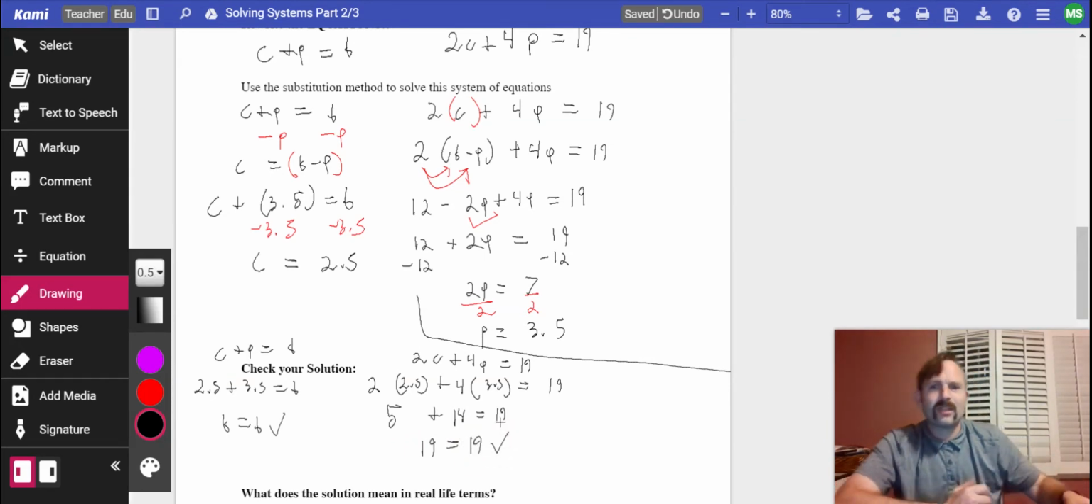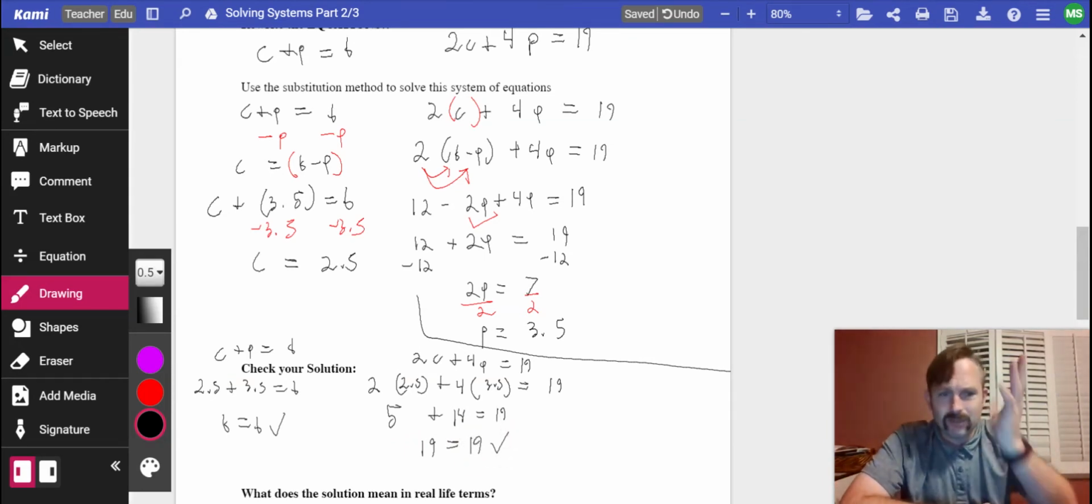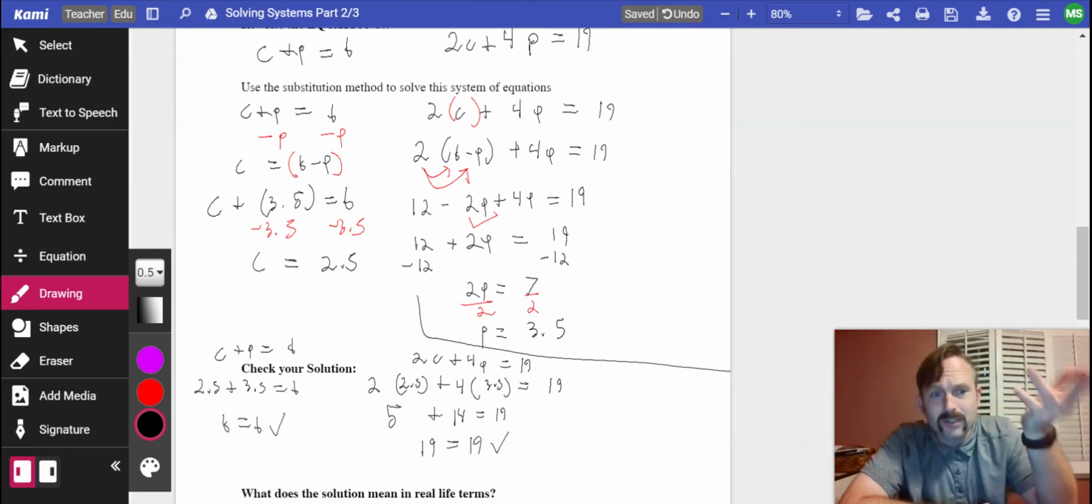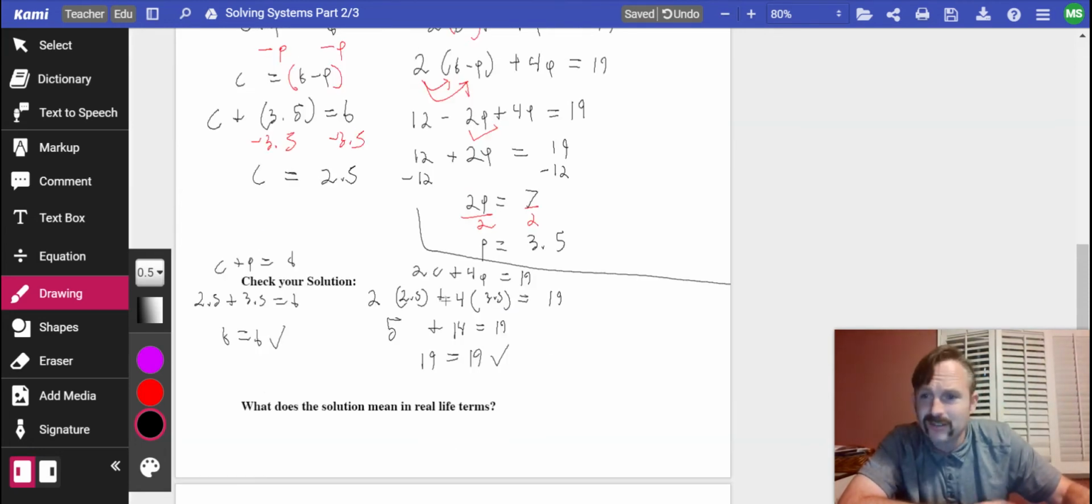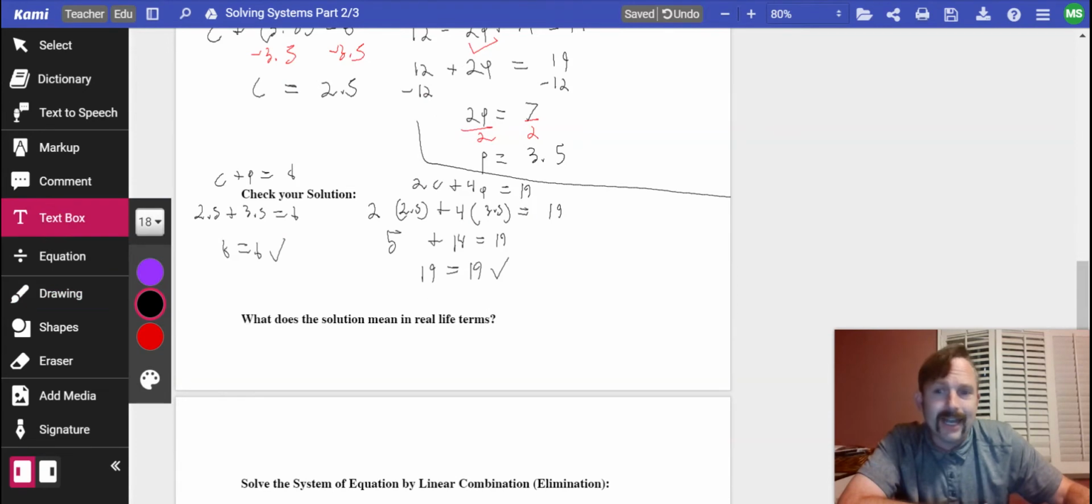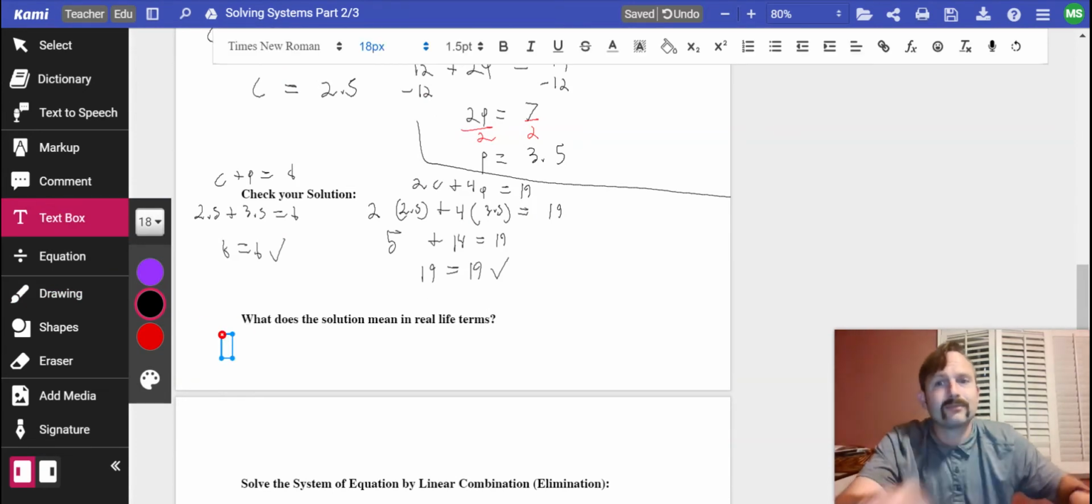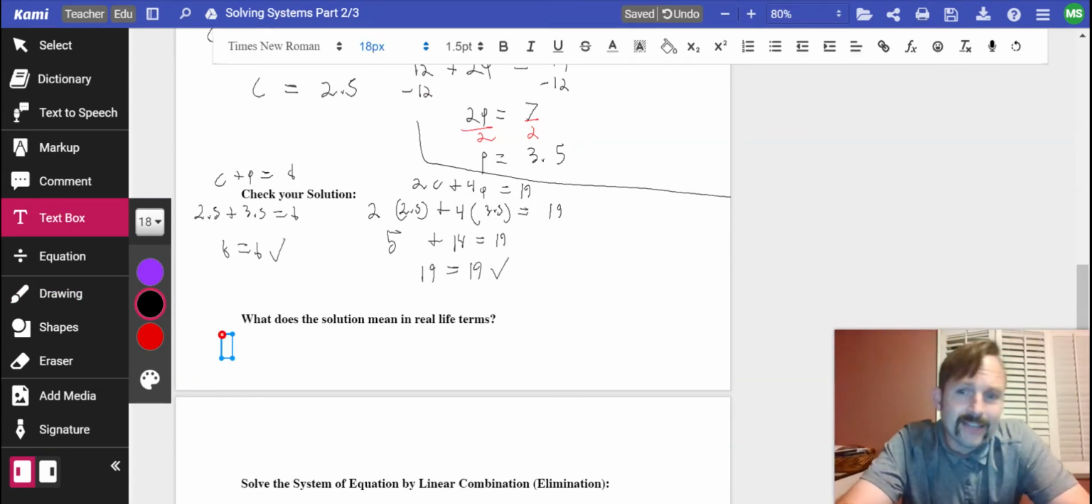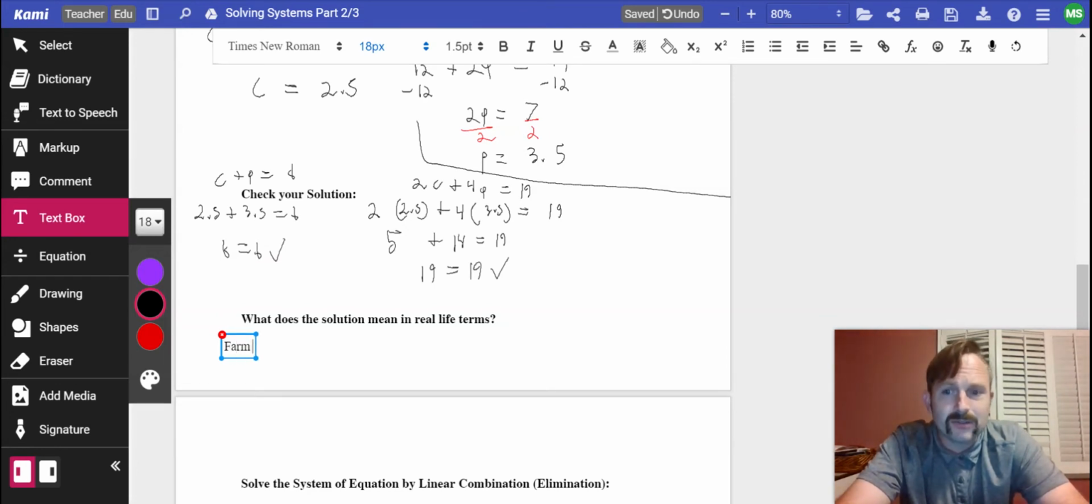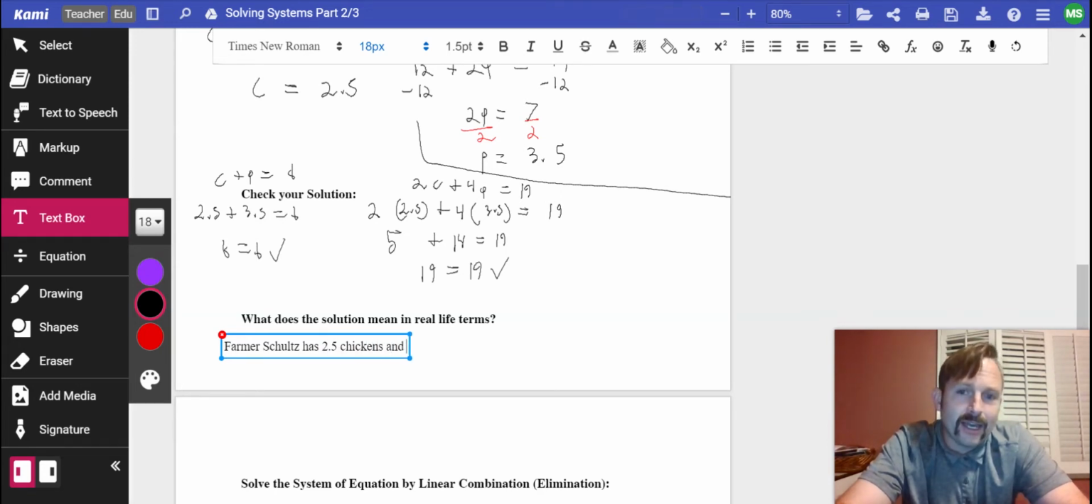That's true. So we've just figured out that both of these are true. Okay, so let's make our real world answer. We will state that Farmer Schultz has 2.5 chickens and 3.5 pigs on his farm. Does that make sense though?